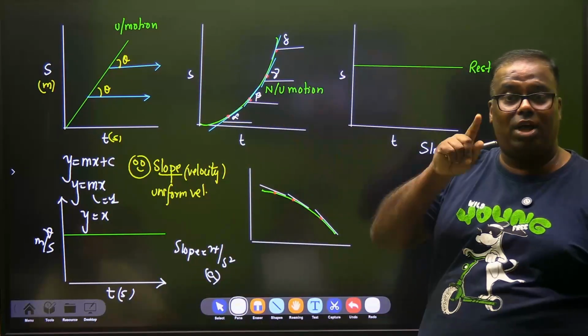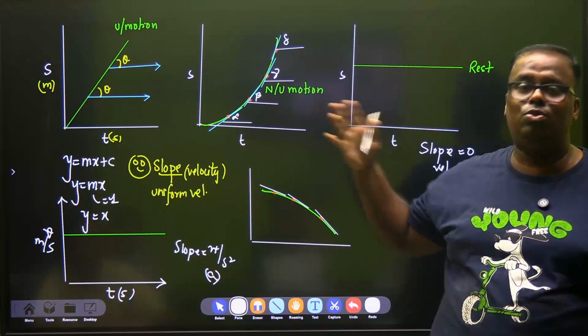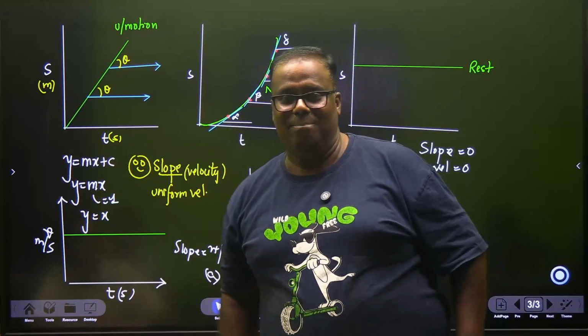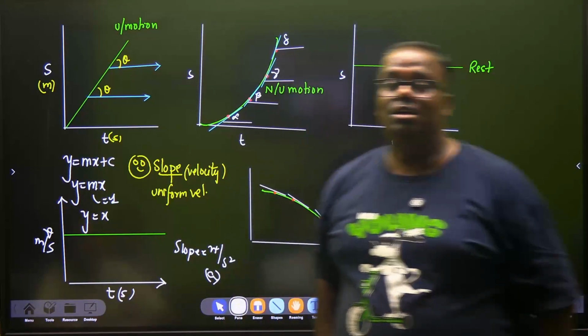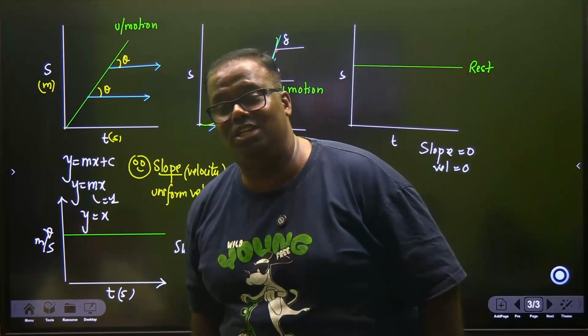Here there is not one A. A1, A2, A3, A4, A5, A6. So you can't use SUVAT. Your SUVAT uses only one A. That's why your chapter is equations of uniformly accelerated motion in a straight line.